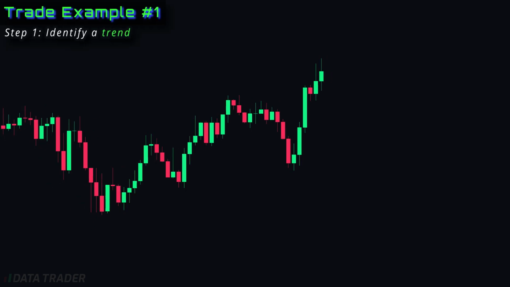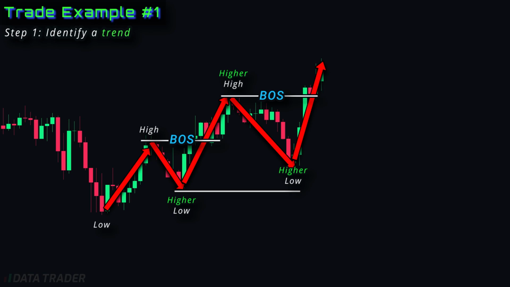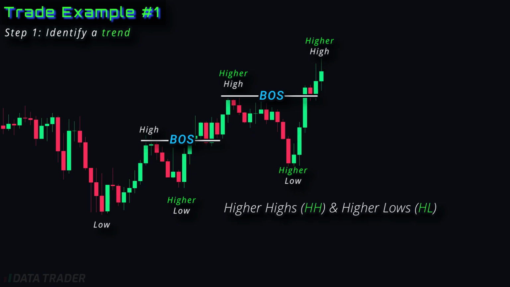So, the first step in our trading strategy is we need to identify a trend. Now, let's look at this chart here. We can see that price goes up, makes a pullback, but managed to remain above the previous lows. Next, it went up, creating a break of structure and forming higher highs. And after that, price went down, remains above the previous lows, comes back up, and made another break of structure, forming higher highs. So now we have higher highs and higher lows, which is a characteristic of an uptrend.